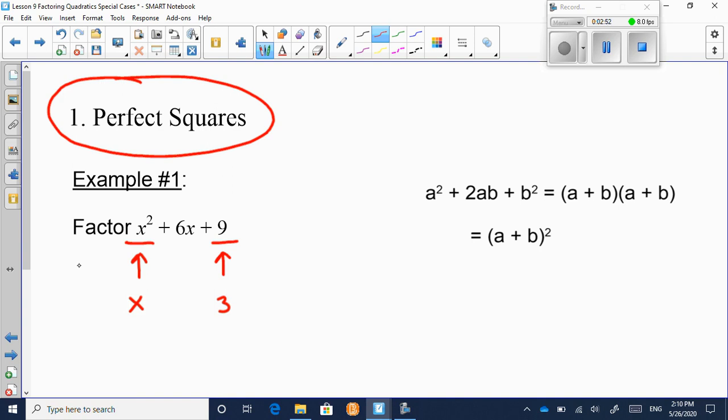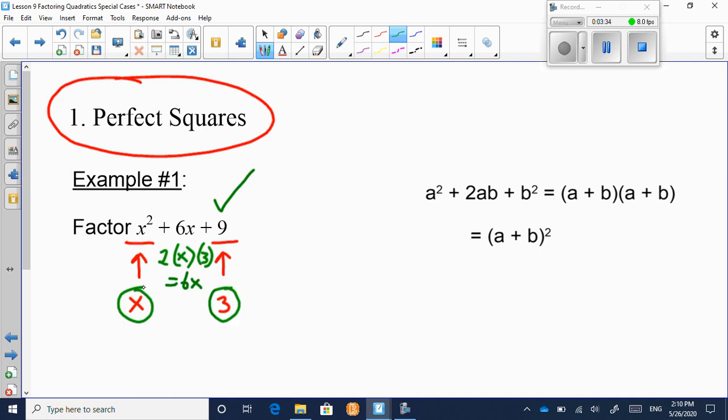The last thing you have to check is that if you take the number or the letter here and multiply it by the letter or number here and multiply it by 2, it equals this middle number. So look what I'm going to do. I'm going to show you 2 times x times 3 equals 6x. Because look, 2 times x is 2x, and then 2x times 3 is 6x. So this one qualifies. This is what we call a perfect square trinomial.